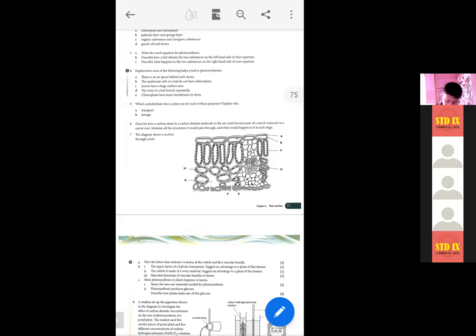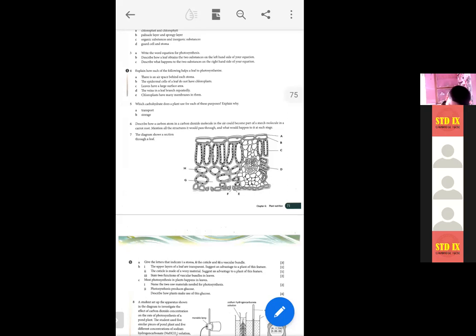And number B, for storage, which form of starch? Starch is used for storage. And why is starch used for storage? It is non-reactive and not dissolved in water. So starch is stored in grains in the cells. It is a non-reactive form of carbohydrate and it is also insoluble in water. Yes, very good.